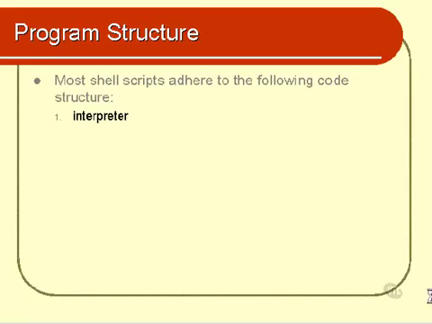You start off with the very first line being the interpreter specification, in other words, that hash, exclamation mark, and then the name of the program used to interpret the script. That's just one line. Then you typically have the opening comment. Of course, this is optional, but it's a good idea to have it there to specify what the script does and how to use it.